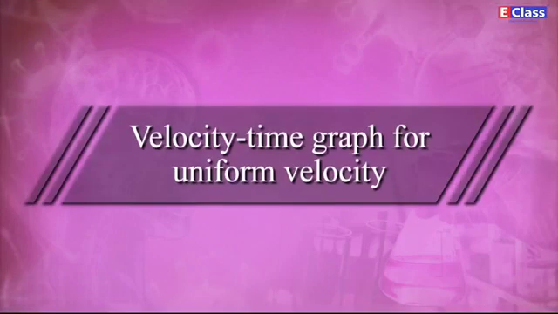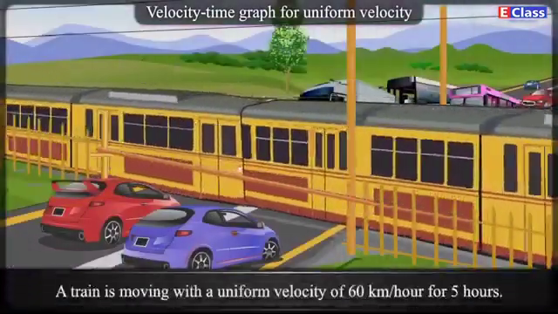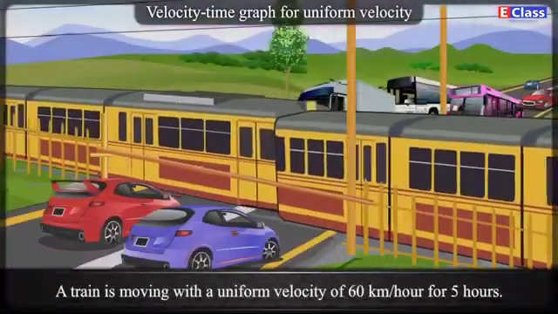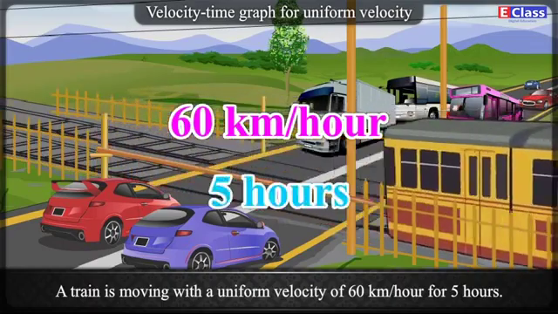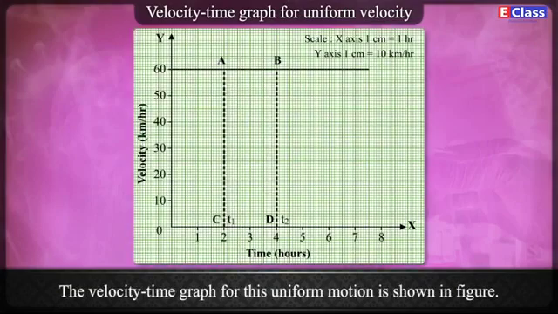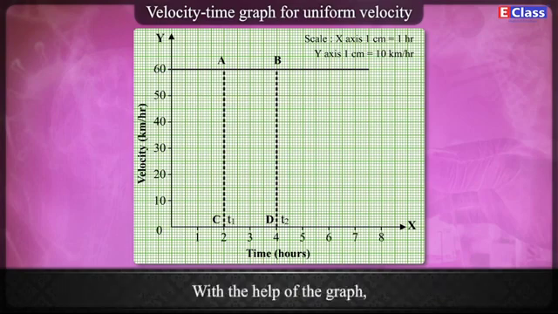Velocity-time graph for uniform velocity. A train is moving with a uniform velocity of 60 km per hour for 5 hours. The velocity-time graph for this uniform motion is shown in figure 1.